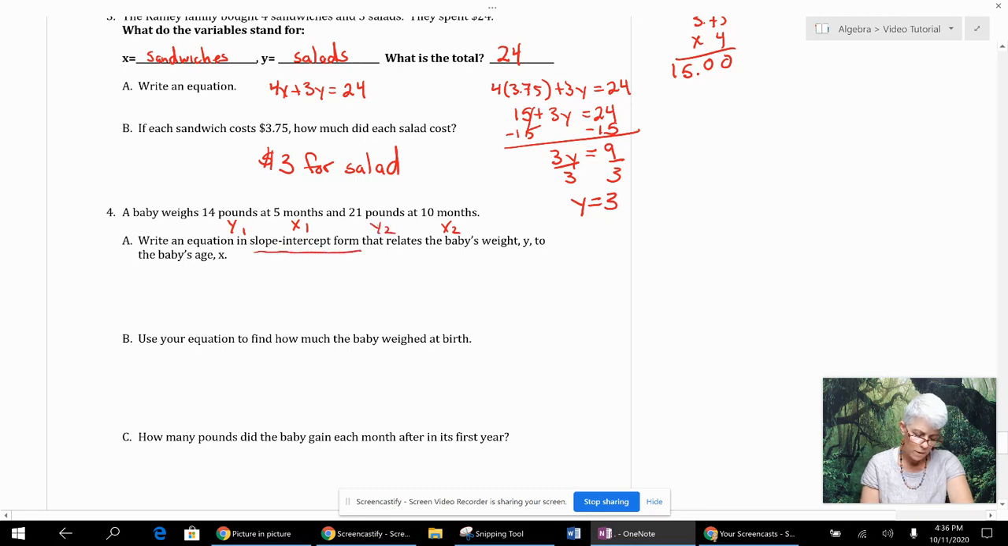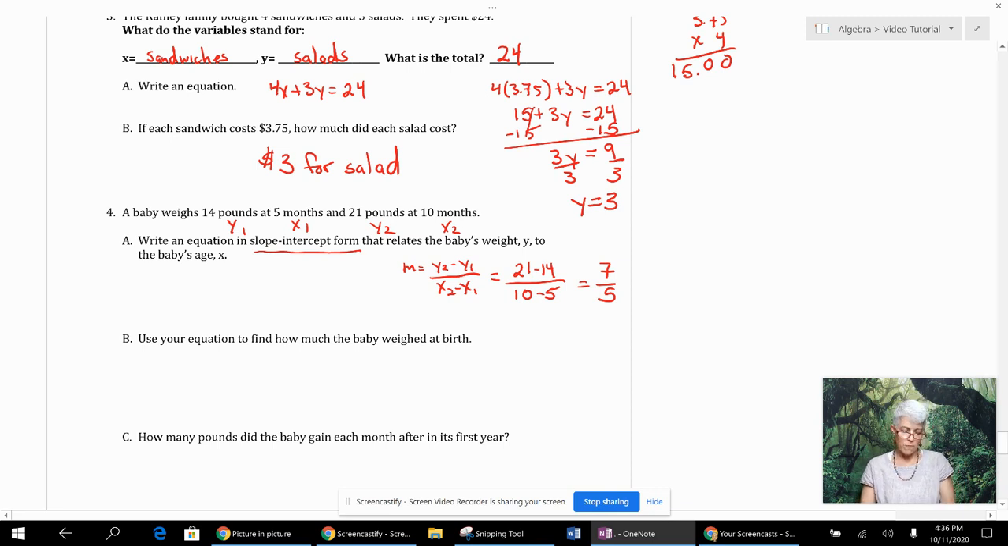And look, we're back to slope-intercept form. So I'm going to go ahead and do the slope formula. m, remember, is y2 minus y1 over x2 minus x1. We have 21 minus 14 over 10 minus 5. So we have 7 over 5. So we have our slope.